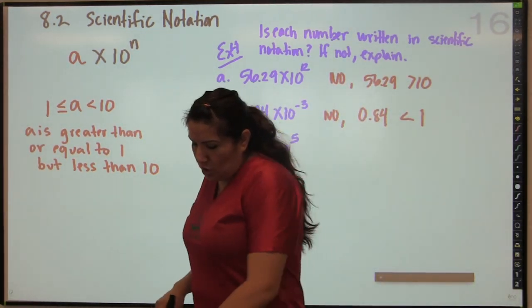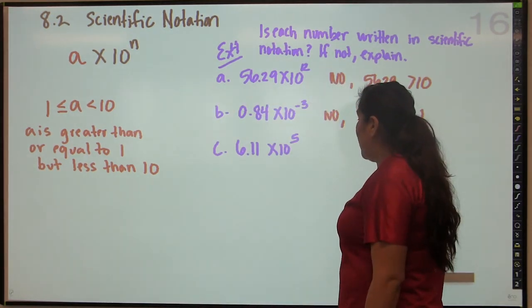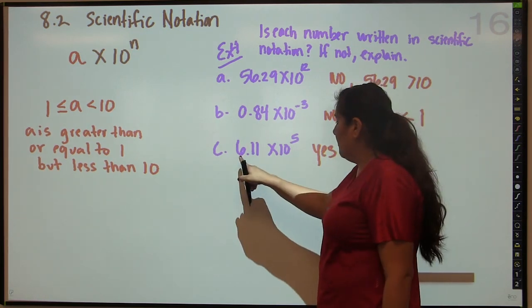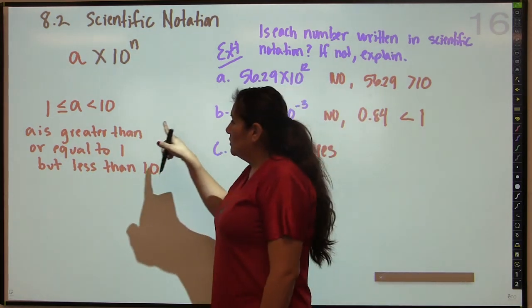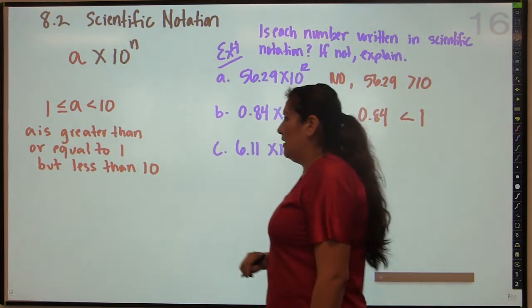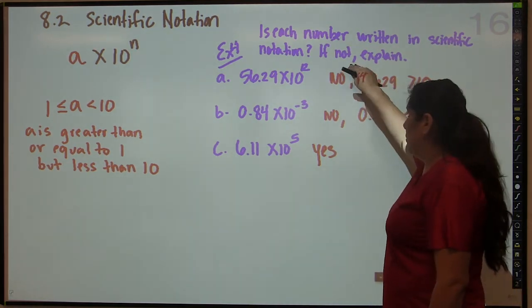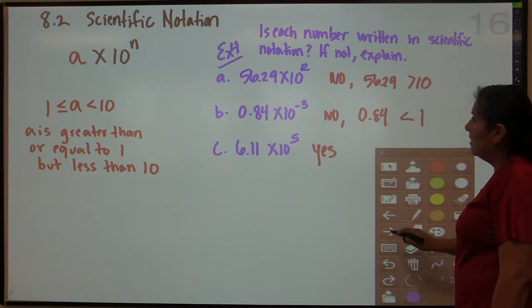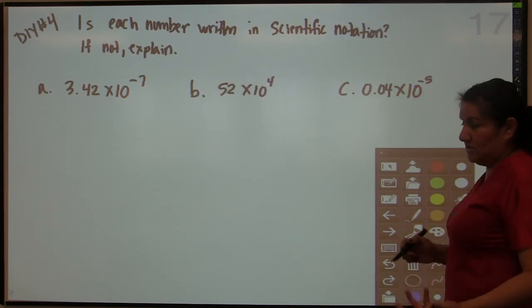All right? So my next question is for number C. Is that in scientific notation? And the answer here is yes, because the number 6.11 is in fact smaller than 10, but bigger than or equal to 1. So this one's yes. You only have to explain if it's a no. Okay? So now we're going to have you determine whether or not these numbers are in scientific notation in much the same way.